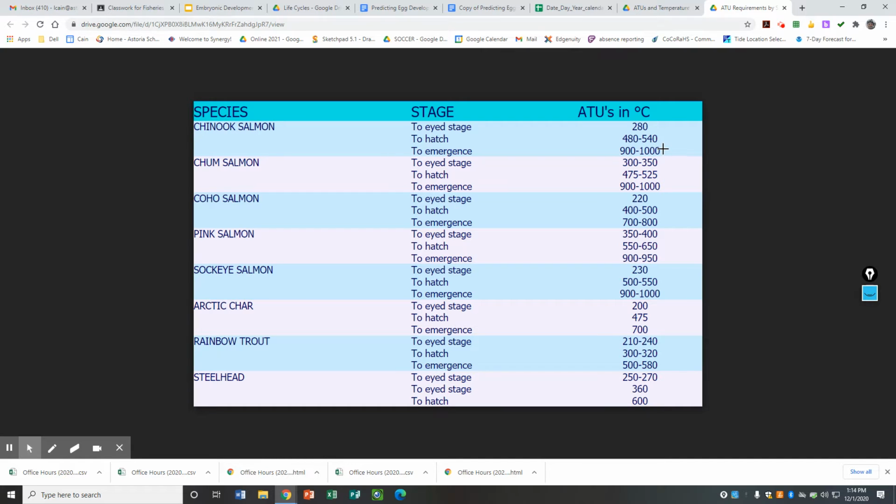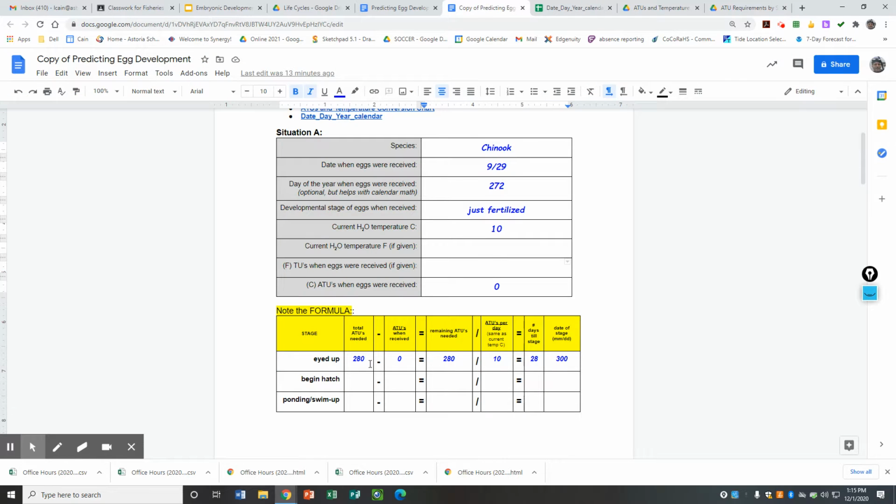As a hatchery manager, you want to always be early in checking your eggs. So we should go with the shortest time, and therefore the least amount of heat that's required for them to develop into the hatching phase. So 480 is the number we want. So we're going to put 480 right here.